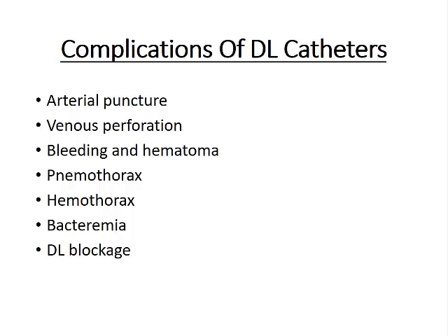So complications of double lumen catheter, for example, arterial puncture can occur during the placement of the double lumen catheter. There can also be a venous perforation, and there can be bleeding or hematoma at the site, and it can also lead to pneumothorax or hemothorax if the pleura or lung has been ruptured or injured during this insertion, and that can also cause infection and bacteremia, and the double lumen catheter may be blocked.